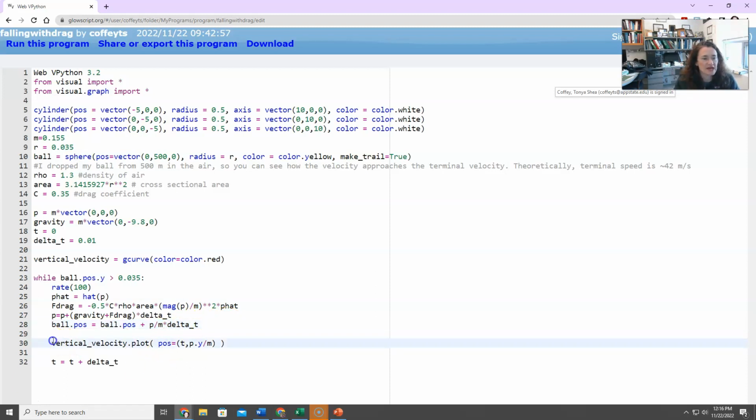And then I go ahead and make my plot, put a data point in my plot where I'm plotting the y component of my velocity vector, and that's p dot y over m, okay? And then I plot that velocity versus time. And then I increment my time step, and that's it. So that's how you can simulate this.